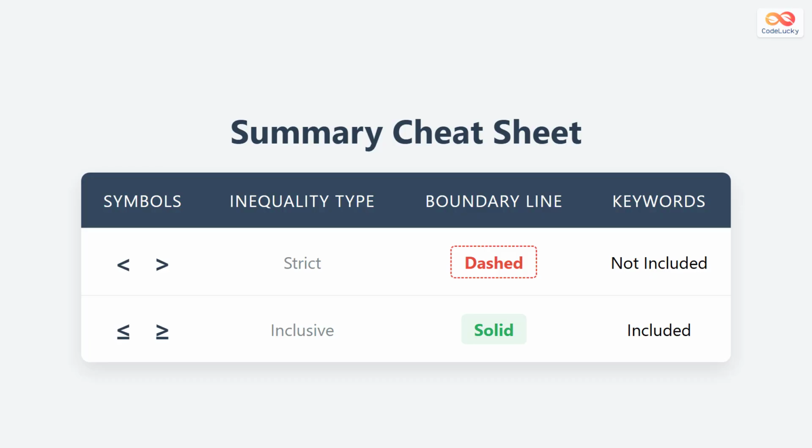To wrap up, here is your summary cheat sheet. If the symbol is just an arrow, use a dashed line. If the symbol has a line under it, use a solid line. Memorize this simple rule, and you will always get your graphs correct.